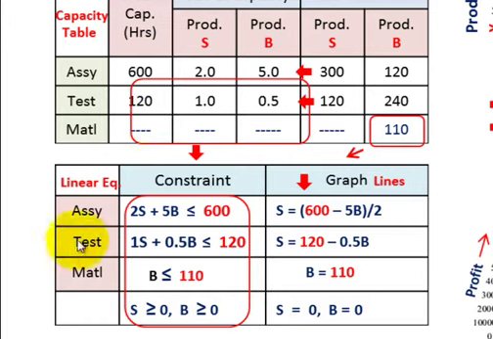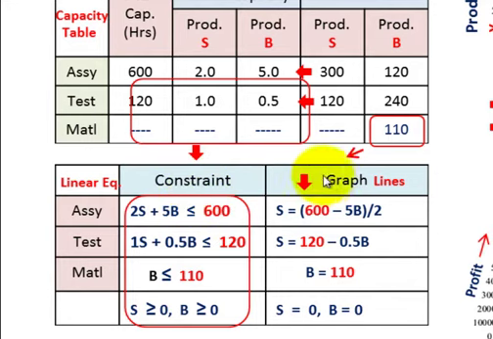Okay, and then finally we have one other constraint, and that's the material constraint. The maximum units that we can produce for product B is 110, so B has to be less than or equal to 110. And then we can't have any negative production, so S has to be greater than or equal to 0, and B has to be greater than or equal to 0. Okay, so those are our constraints coming off our capacity table.